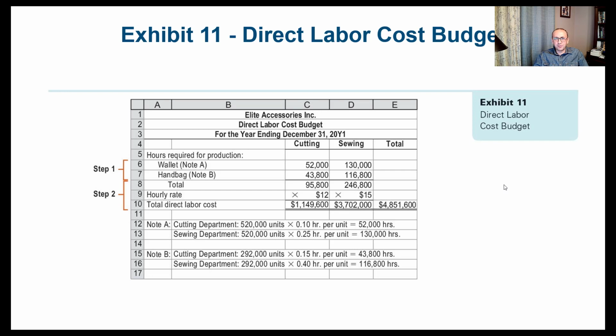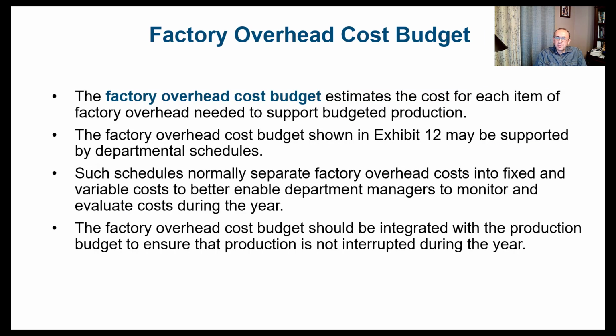Now let's move to the factory overhead cost budget. I think it's slightly simpler because these are just estimated values based on previous years. So the factory overhead cost budget estimates the cost for each item of factory overhead needed to support budgeted production. The factory overhead cost budget would be shown in the next exhibit, and may be supported by department schedules. Such schedules normally separate factory overhead costs into fixed and variable costs to better enable department managers to monitor and evaluate costs during the year.